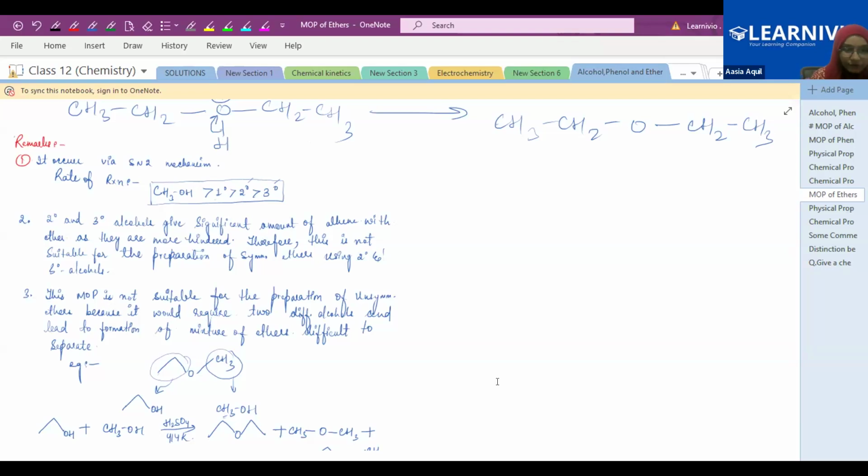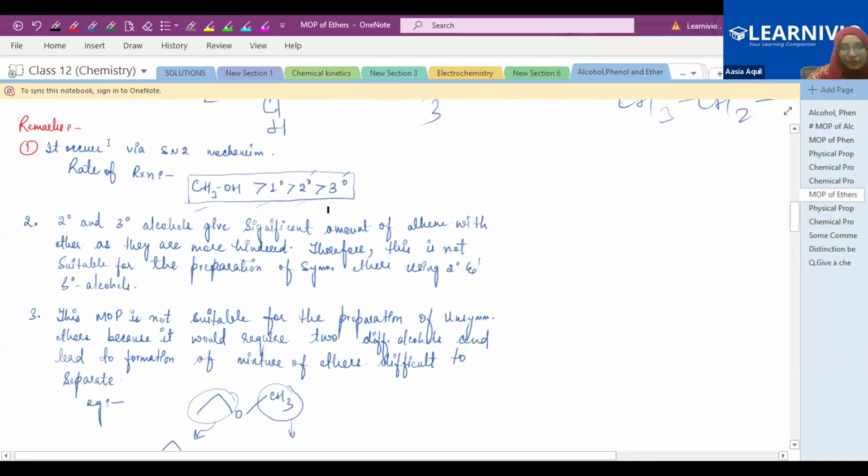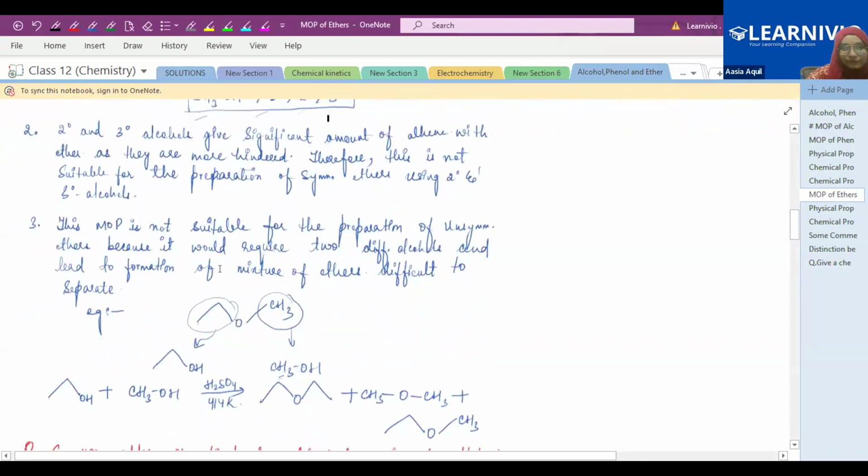Bimolecular nucleophilic substitution. And you know very well SN2 mechanism का rate of reaction क्या होता है? Primary में सबसे fast होता है, then secondary, then tertiary, right? So the rate of reaction will be very fast. It follows this order. CH3 methanol में सबसे fast होगा. After that, primary alcohol, then secondary, then your tertiary alcohol. This is the order of rate of reaction.